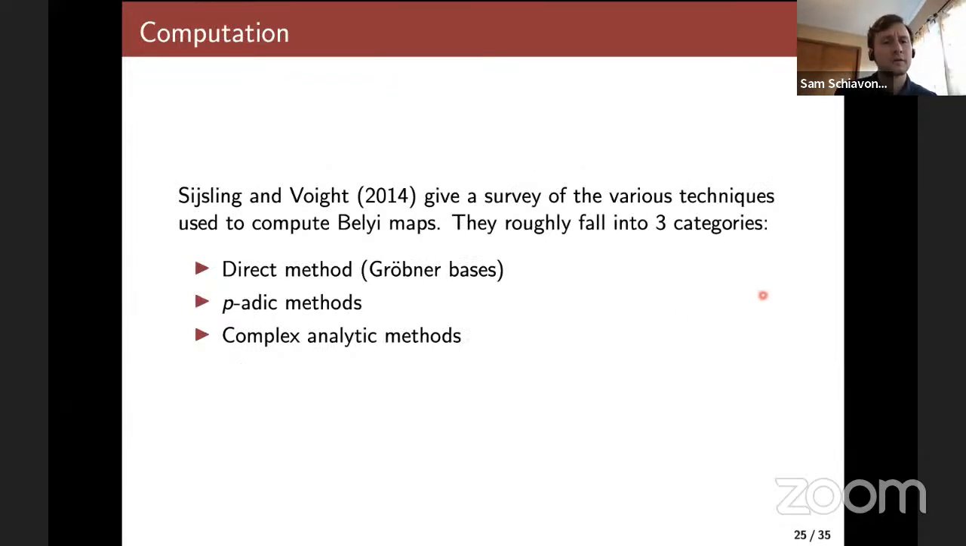So there are three types of methods for computing Belyi maps, and in their survey paper, Sijsling and Voight discuss the various techniques that are used to compute them. They fall into roughly 3 categories. The first is the direct method, which uses Gröbner bases, which I'll mention in a moment. The second is p-adic methods, which was mentioned in the previous talk. Elkies used this in one of his papers at ANTS 10, I think. And the method that we use falls in this third category. It's a complex analytic method.